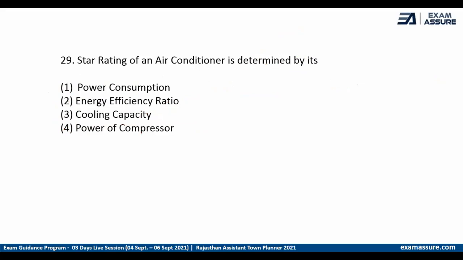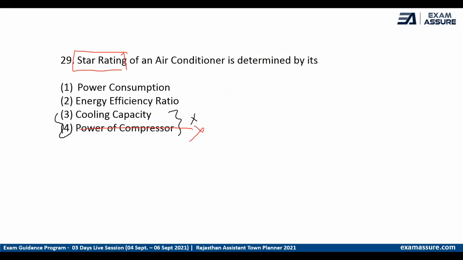Okay. So the star rating of an air conditioner is determined by its, okay. When you talk about star rating, you know that it's going to be related to power consumption, right? In the sense that the more stars you have, the less energy it consumes. That is the overall idea. So here, cooling capacity and power of compressor are not an option for this. Power consumption and energy efficiency ratio.